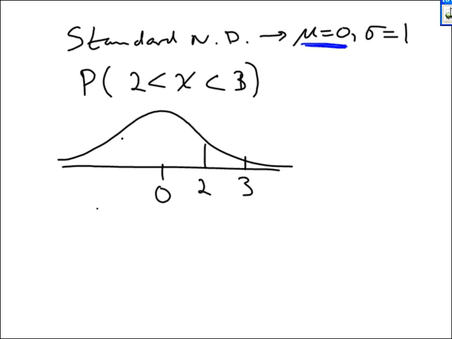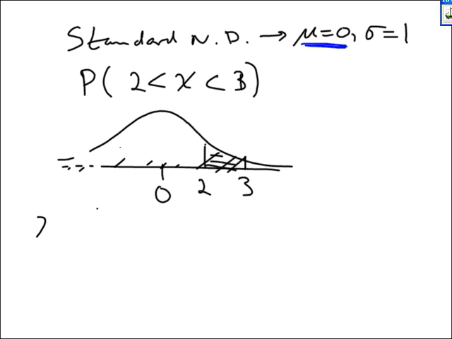Again, you cannot find the area between two scores using your z-table. You can only find the area to the left of a score. I want to find this area. So first I'm going to find the area to the left of 3, and then I'm going to take away the area to the left of 2. And what do you know? I'm going to get the area between 2 and 3.